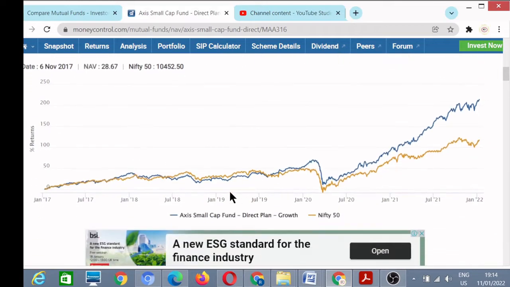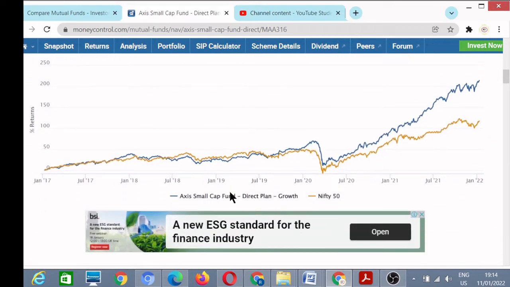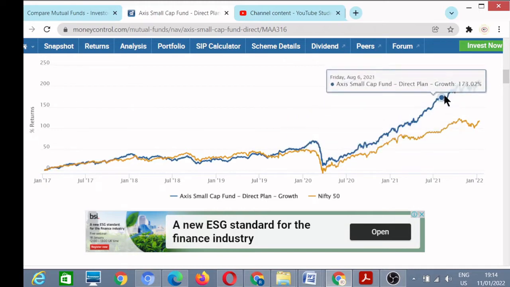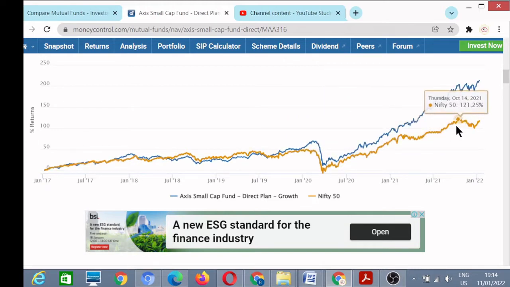Now we see the graph of this fund in the last 5 years. This is the graph of the fund and Nifty 50 in the last 5 years. We can see that mostly the fund and the Nifty 50 line are overlapping till July 20. Till July 20, these lines are overlapping with each other, but since July 20 the fund has beaten the Nifty 50 line. This is the Nifty 50 line, this is the fund line. So the gap is increasing month by month.